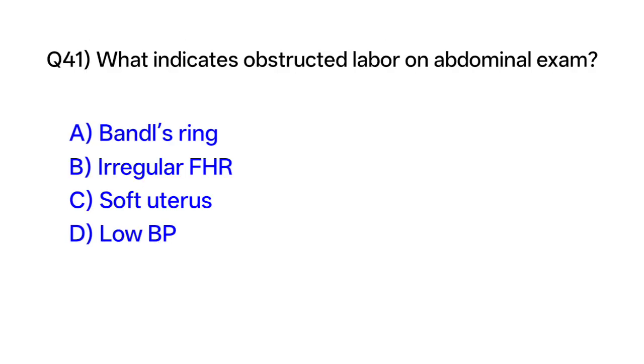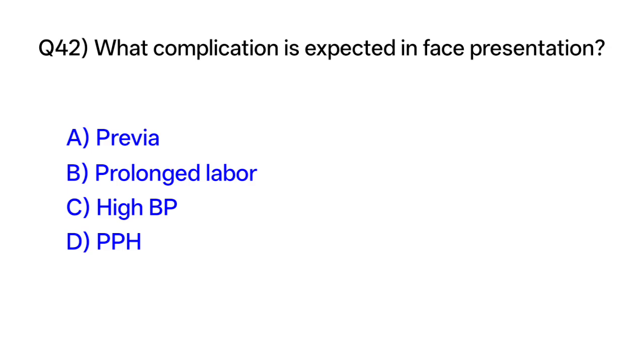Question number 41. Which indicates obstructed labor in abdominal exam? The correct option is A. Bandl's ring. Question number 42. Which complication is expected in face presentation? The correct option is B. Prolonged labor.